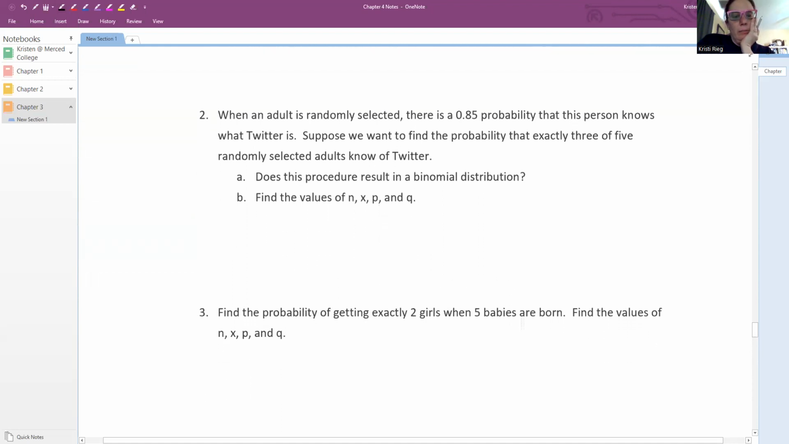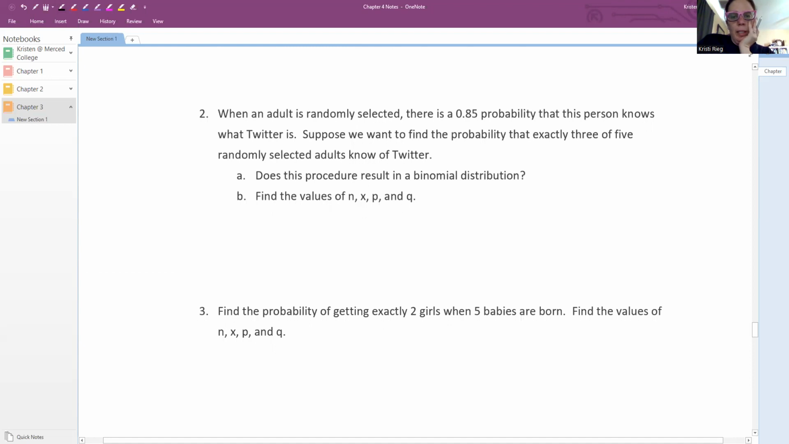So it says, an adult is randomly selected. There's an 85% probability that this person knows what Twitter is. Suppose we want to find the probability that exactly 3 out of 5 randomly selected adults know about Twitter. You can read, right? How many adults know about Twitter?